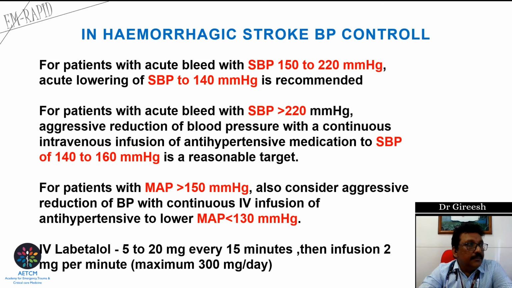Whereas in ischemic stroke, mostly the high BP is due to the body's mechanism to keep the cerebral perfusion pressure in the range to keep the perfusion of the ischemic penumbra properly.